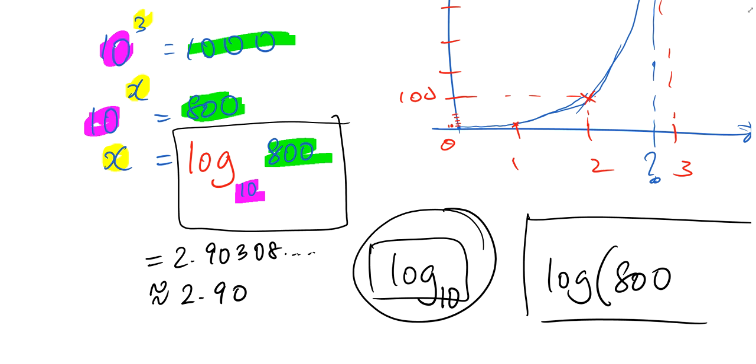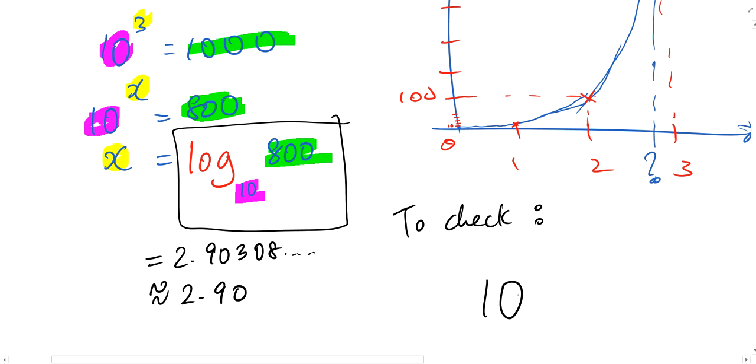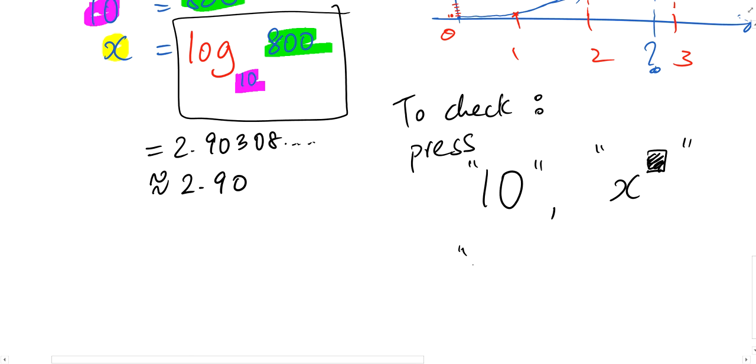Now, how do we check our answer? How do we check that x is indeed 2.90308 and so on? 10 to the power 2.9. So you just press to check. Just press 10, then this button, so that your display becomes 10 to the power of something, then you press answer. So it just loads the previous answer into it. And what do you see?